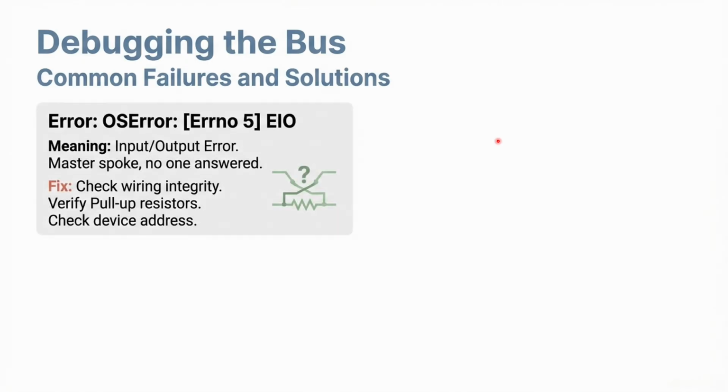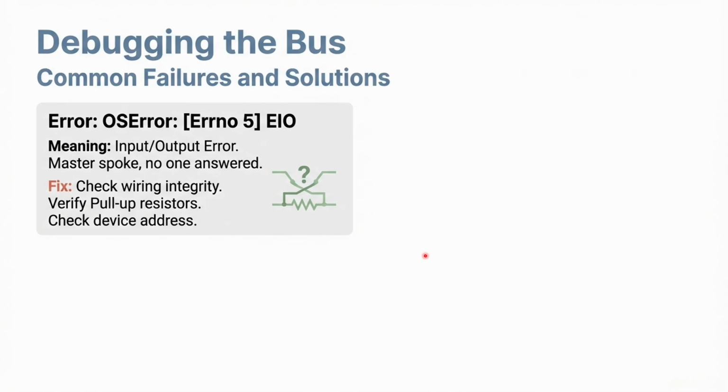First is the ghost town. OS error, error number 5, EIO. This is the most famous error in I2C. It stands for an input-output error, and it means the master shouted a name into the room and nobody answered. It's like calling out a student's name in this hall during lecture, only to realize that sadly their seat is empty.